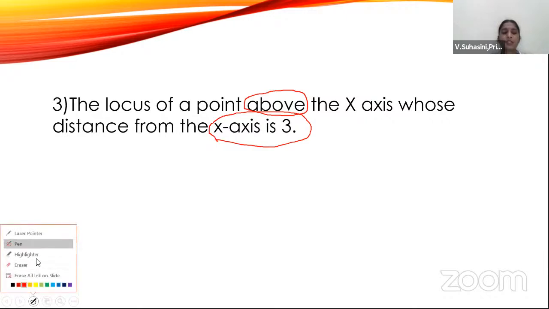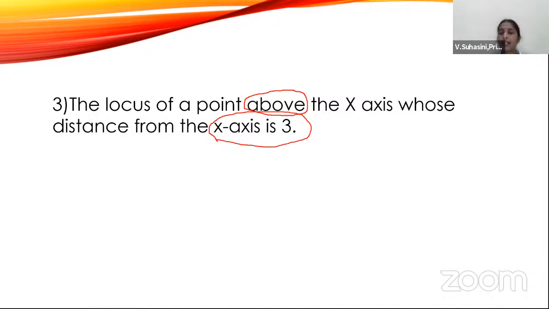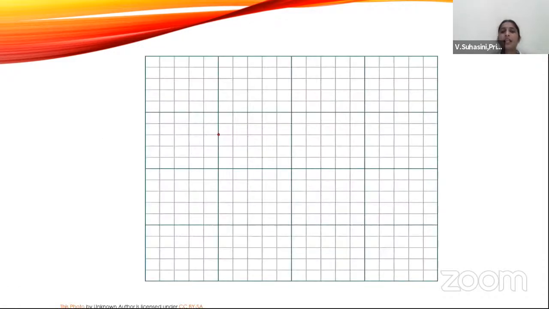It should be consistent, dear children. Hope it's clear for you all. Now we are going to take a graph sheet in which we draw the x-axis, y-axis, and then mark the points. Which points? Now it is a 2D plane, isn't it, children? In this plane, which points are going to be collected? The points which are at a distance of 3 units above the x-axis.